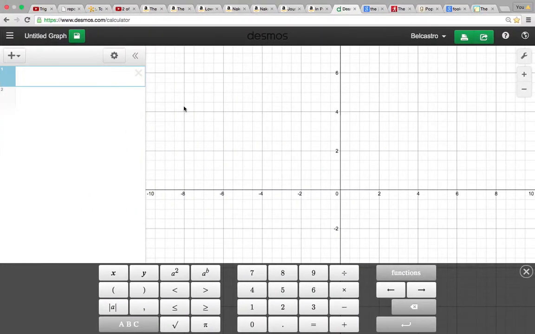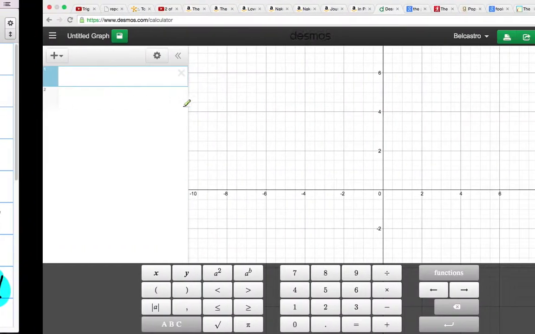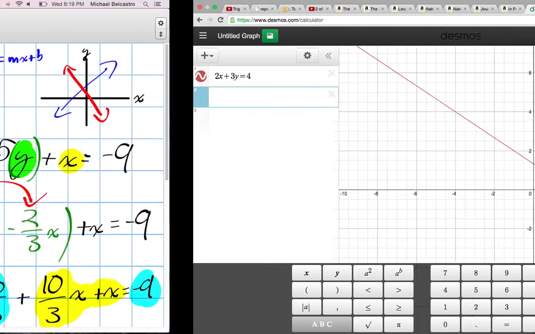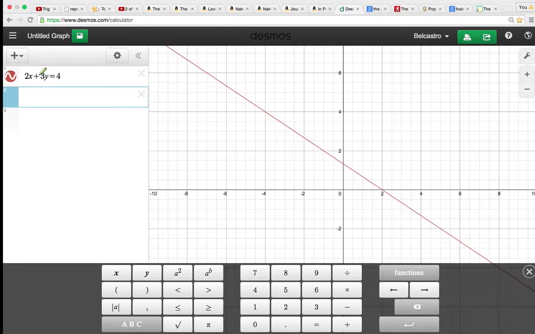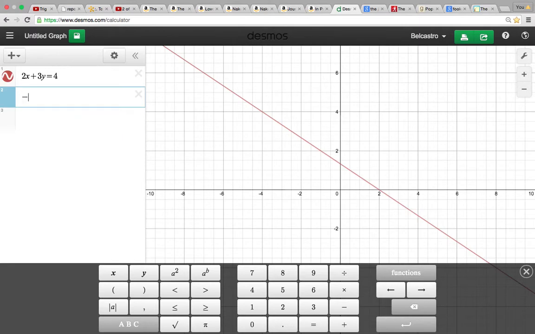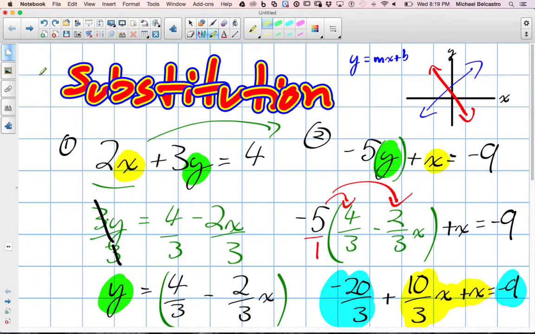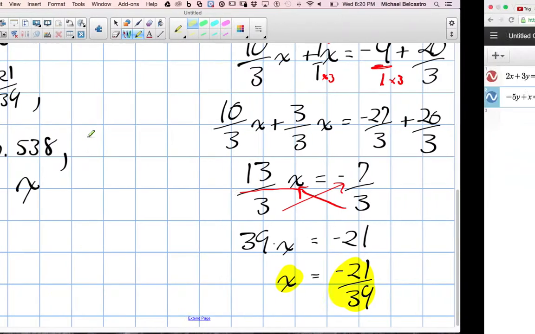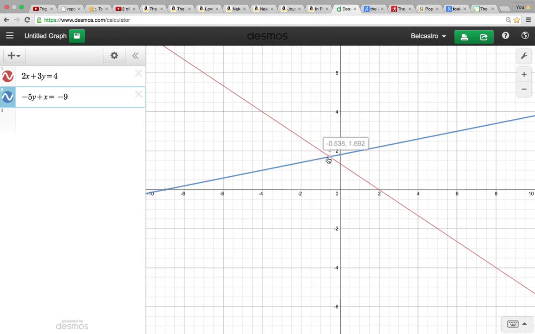So here we go. 2x plus 3y equals 4 is the first one. And the second one was negative 5y plus x equals negative 9. Is that right? Yeah. And remember the x value should be negative 0.538. That should be the x value. And if we go and look, negative 0.538. And when they plugged that number into the equation, they discovered that the y value was 1.692.